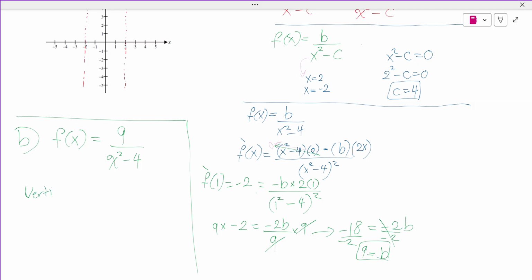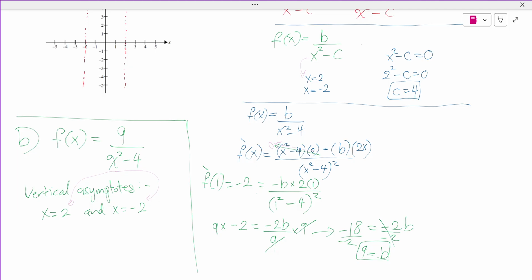So the vertical asymptotes, x equals 2 and x equals minus 2, because they make the denominator 0. And we found them from the given information. Now the second one, it says what is the horizontal asymptote.